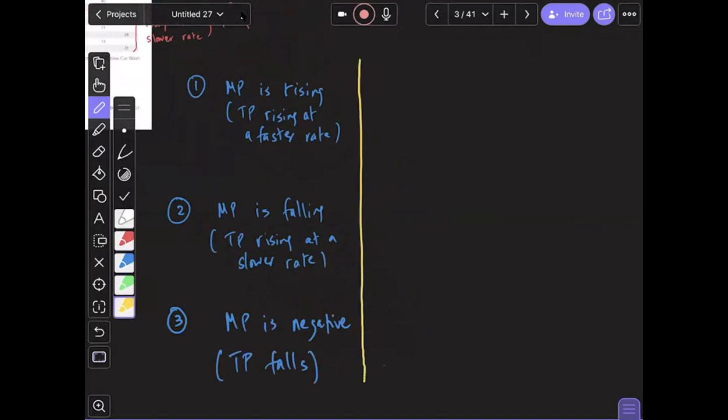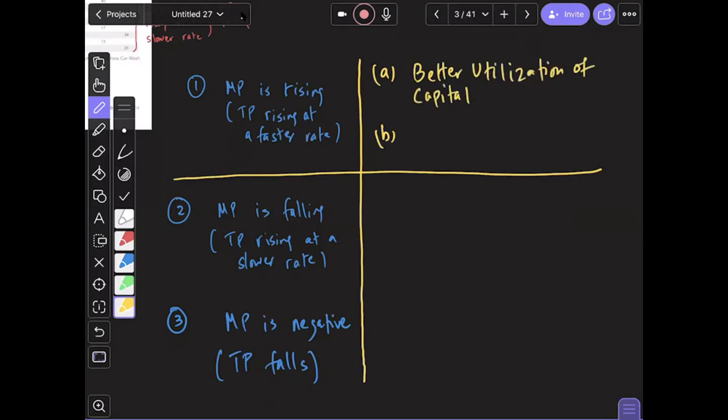Okay, so why is this happening? The reason why MP is rising initially can be because of two reasons. Number one is better utilization of capital. What do we mean by this?